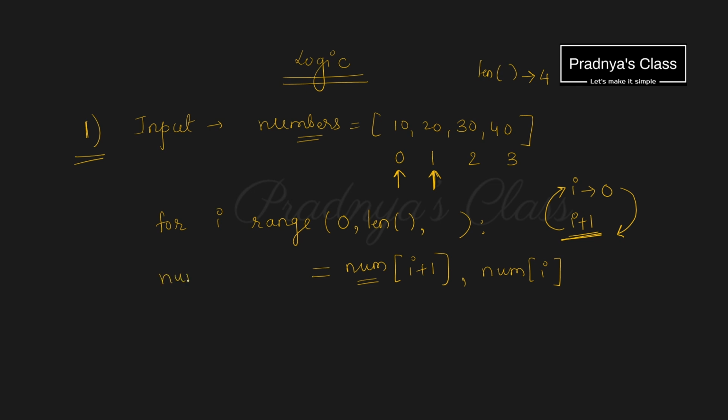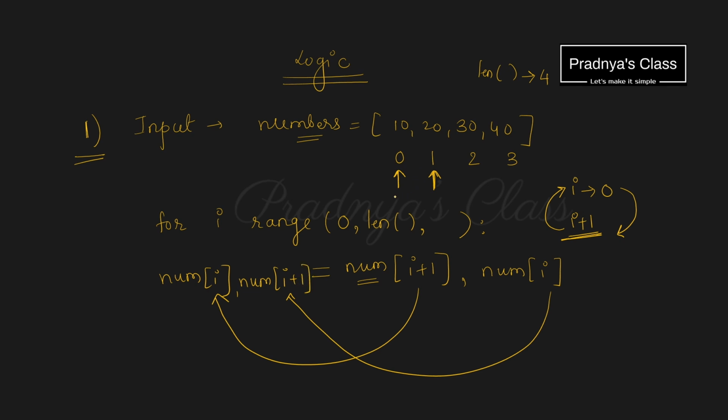The first will be num of i. i plus 1 will become i, and i will become i plus 1. So let's write here num i plus 1. In this way, these two elements got swapped.